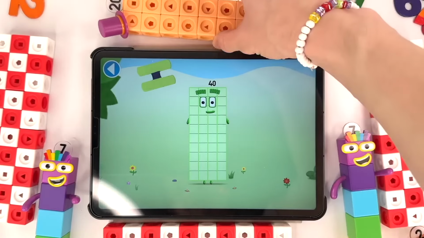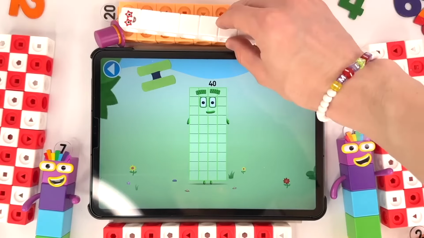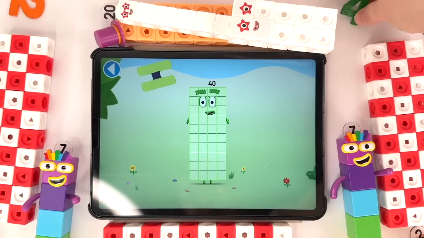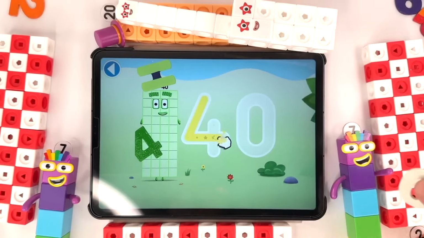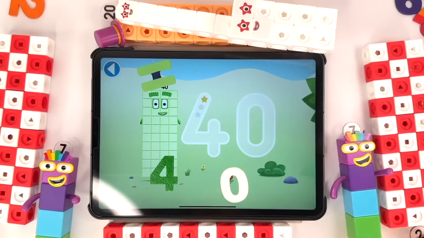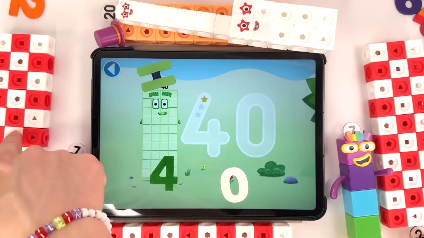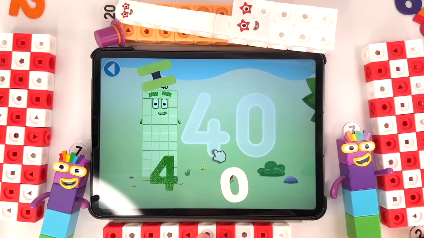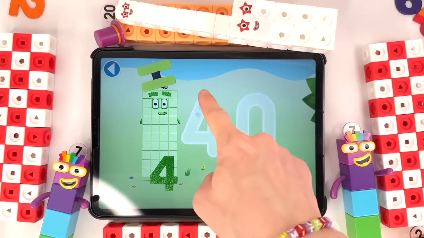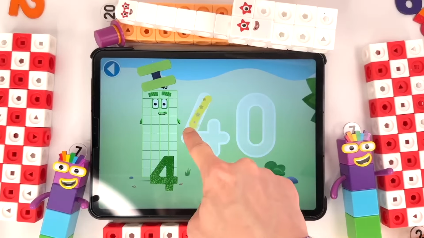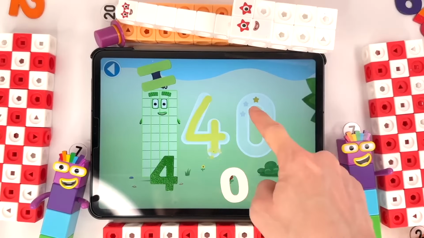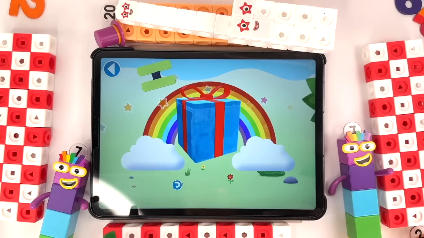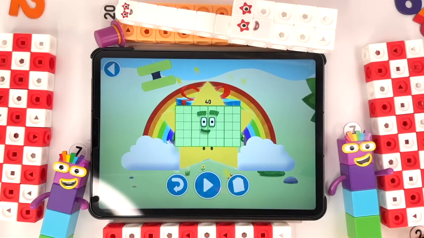This is number block 40. This number block is made up of 40 blocks. Number blocks love rectangles. 40. Number block 40, and we count all big numbers. 100, 200, 300. Oops. 340 number blocks. Well done. You've unlocked a sticker. Try to connect them all.